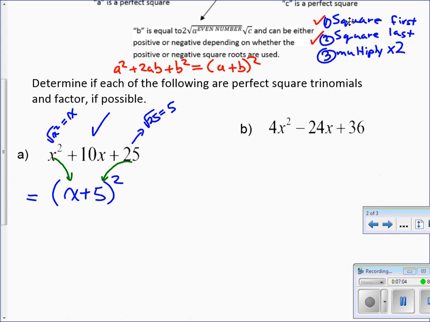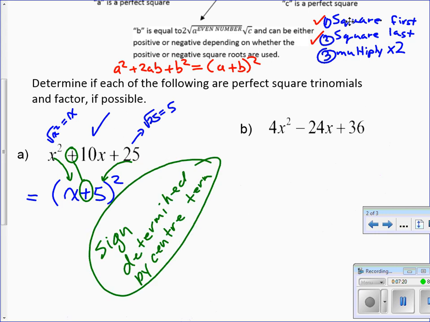In order to determine what our plus or minus is going to be, all we have to do is look at the center term, which tells us right away whether it is positive or negative. So take from this that the sign is determined by the center term in our equation. We end up taking the square root to give us x and 5 in this case, and we have to square it.